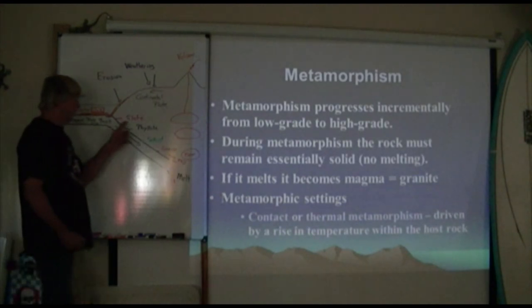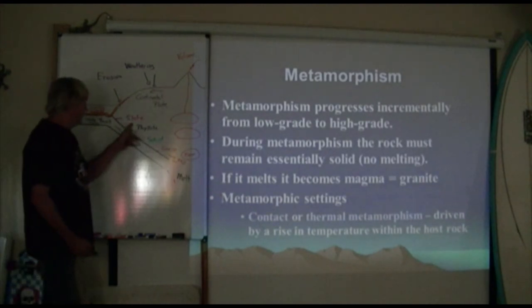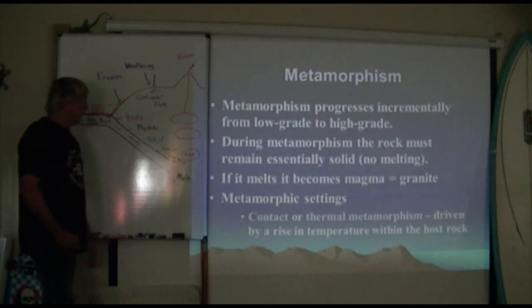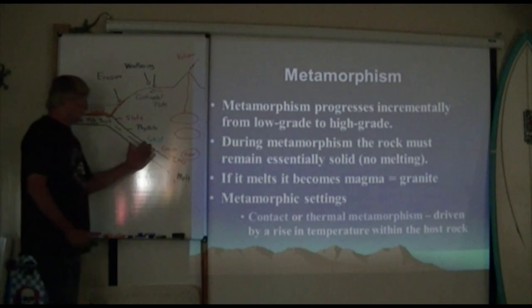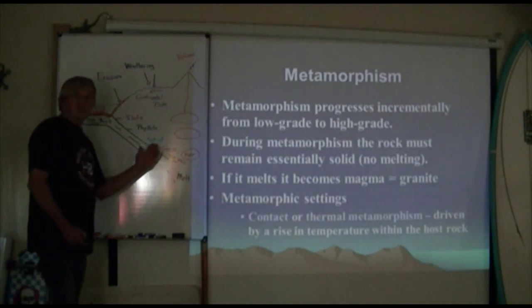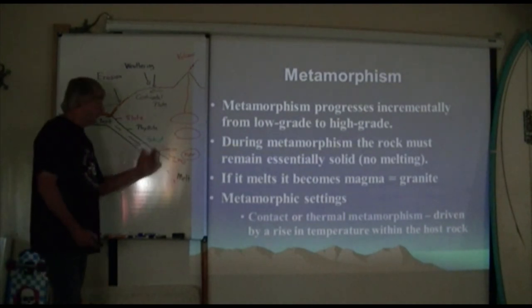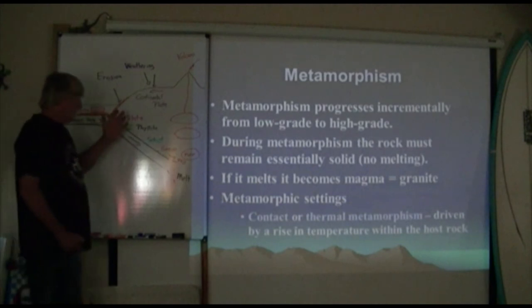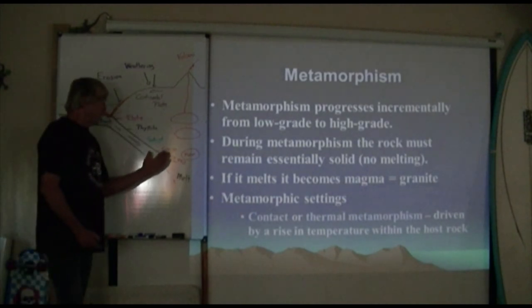The first, low grade, is slate. Take that slate and bury it deeper. It becomes a rock called phyllite. Take that phyllite and bury it deeper. It turns into a rock called schist. Deeper yet, the rock turns to gneiss.